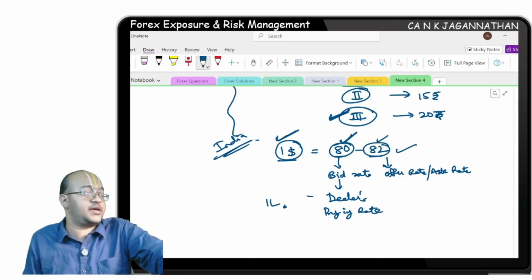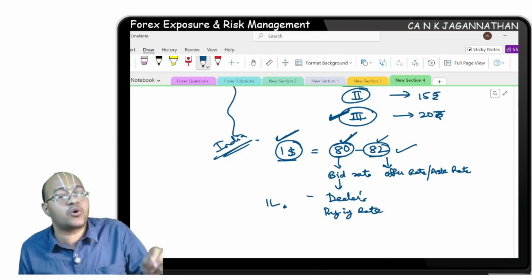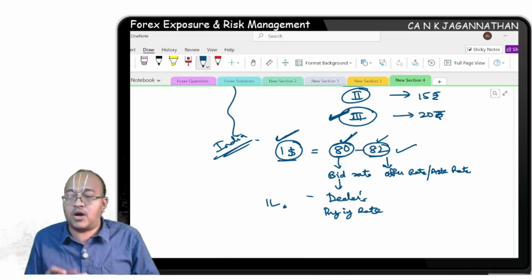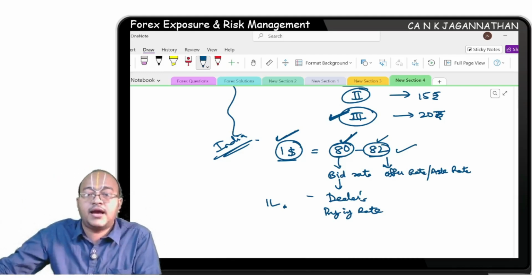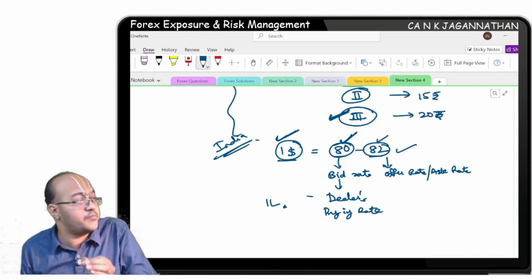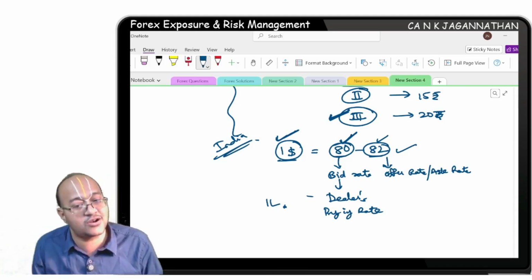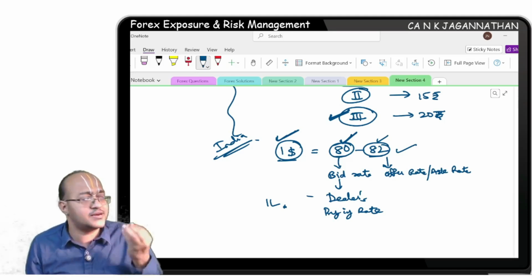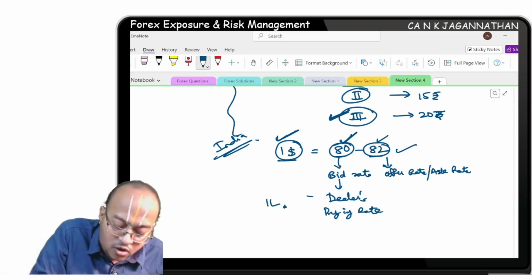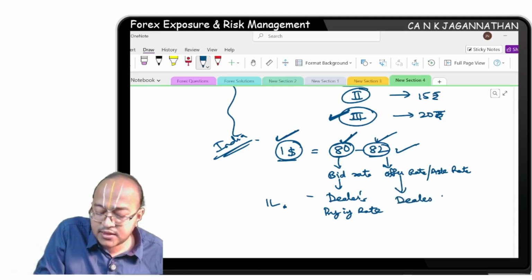Dealer's selling rate, which means the dealer wants to sell the dollar. Assume there is an importer customer who wants to settle his import payable. After a few months he will go to the forex market and sell his rupees and get the dollar. Now the important thing: the customer after 3 months will buy the dollar, correct? If the customer wants to buy the dollar, the dealer will sell the dollar. If the dealer sells the dollar, at what rate will he sell? At the offer rate. At 82 he will sell. This is nothing but the dealer's selling rate.